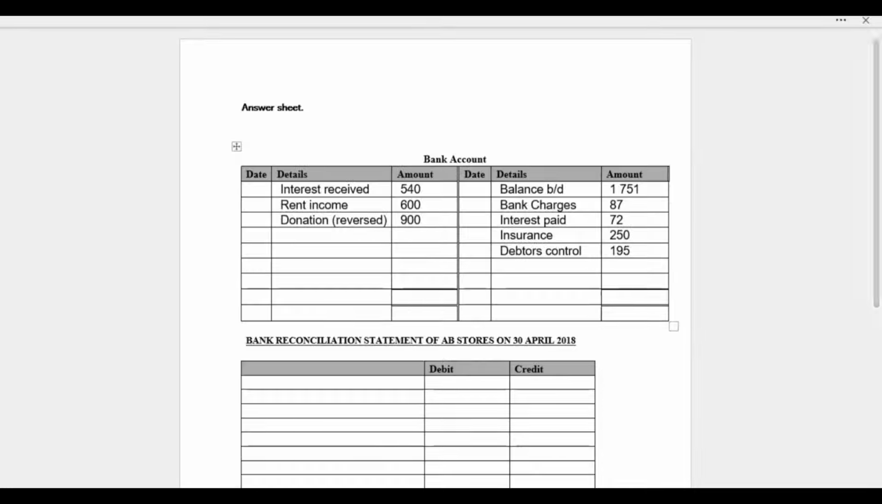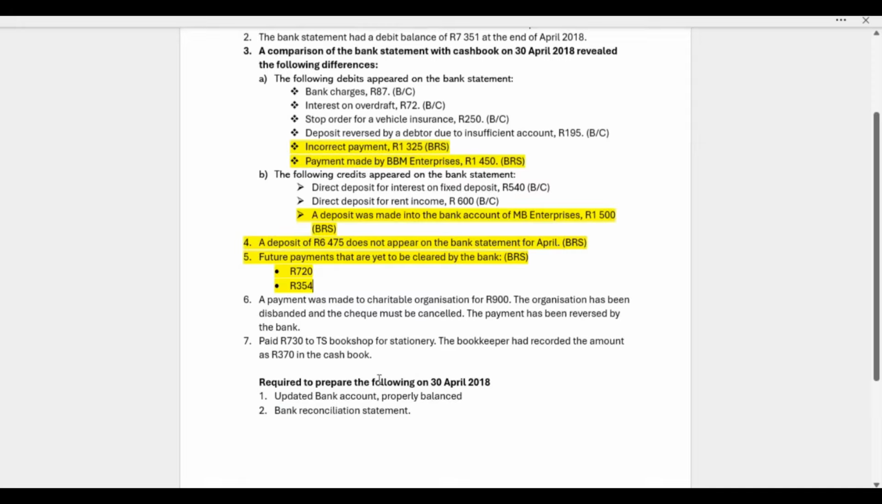Let's go to the next transaction. Paid 730 to TS Bookshop for stationery. The bookkeeper had recorded the amount as 370 in the cash book. So the mistake happened in the cash book. It means the mistake is in the books of the business, which is the bank account that we are currently preparing, right?